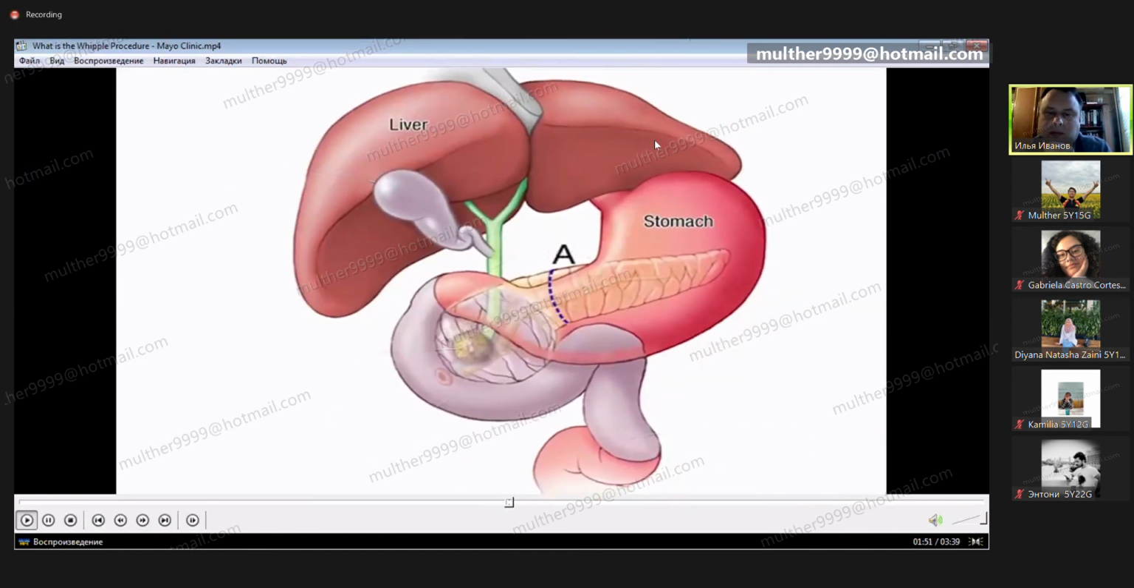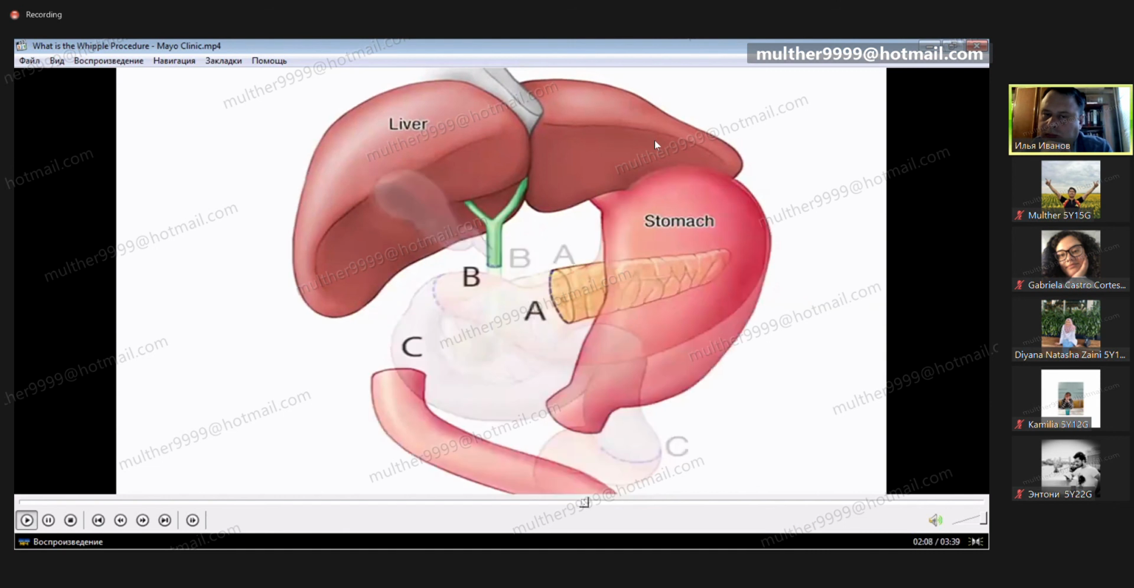The reconstruction is done by putting all of this back together. If we divided the pancreas here and we call this A, and we divided the bile duct and we call it B, and we divided the intestine and we call it C, if we take all of this out, we're going to end with this situation. The intestine is called C, the pancreas is called A, and the bile duct is B. We took this whole center part.